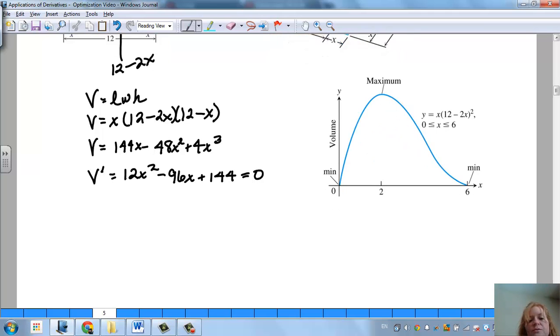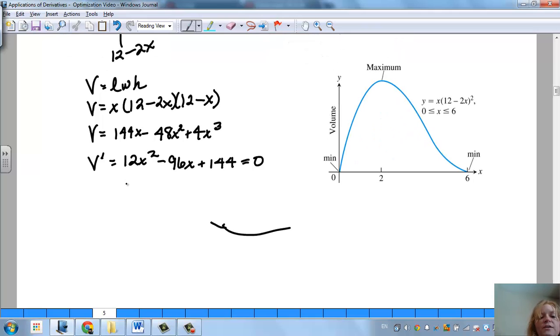Now in order to solve for x, I'm going to factor out a 12. And when I do, I have x squared minus 8x plus 12 equals 0.